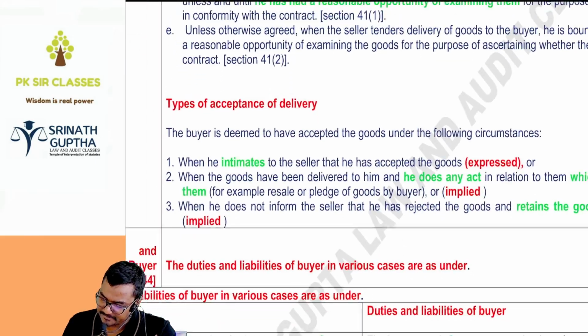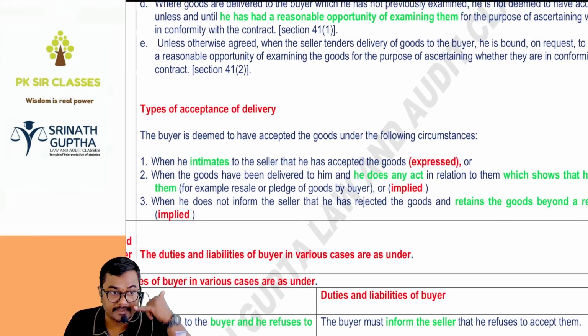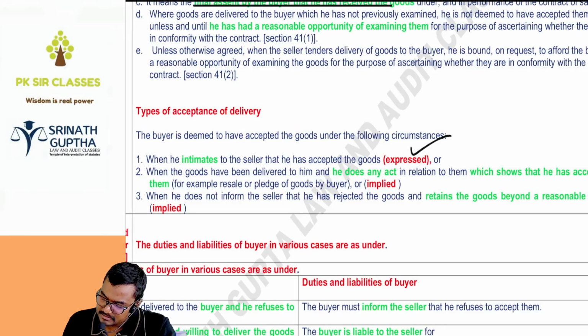It can be of three types. First, he made a call to me: Srinath sir, goods are delivered. It's fine. Express acceptance. Second one: he's opening the rice bag, he's using the rice bag. If he does any activity which shows that he is accepting the goods, acceptance is deemed to happen. Implied acceptance. He's not informing, but he's using it. What does it mean? He's accepting.